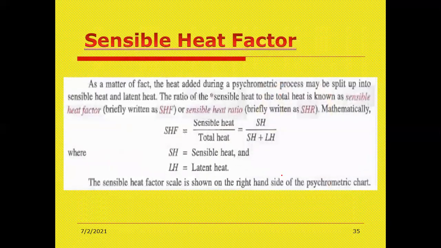Now, third one is the sensible heat factor. As a matter of fact, the heat added during the psychrometric process may be split up into sensible heat and latent heat. That's the first thing. The ratio of the sensible heat to the total heat is known as sensible heat factor. So simply, what is the definition? The ratio of sensible heat to the total heat is known as sensible heat factor.